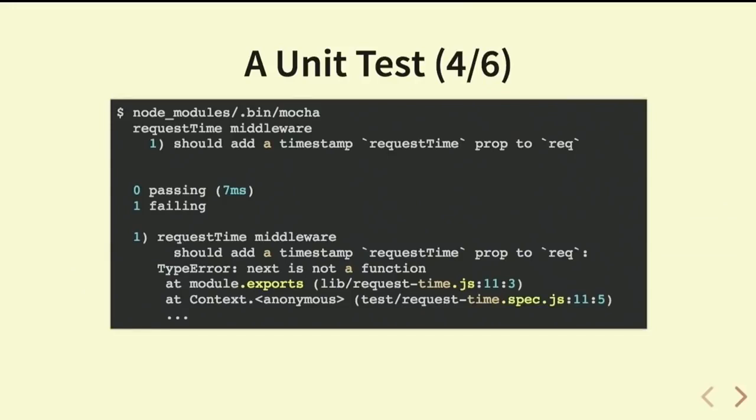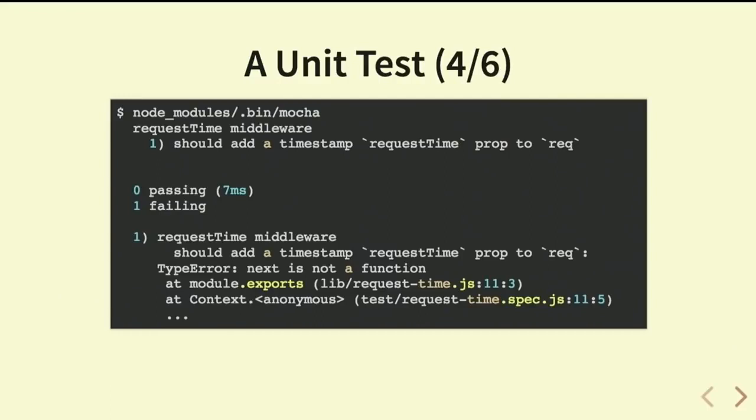So what do we see here? We see this first line, request time middleware. This is the suite. Below that is a test. And I believe that number shows up to cross-reference down here. It's a number if it fails. It's a check if it passes. And we can see we have no passing tests, and 1 failing test in 7 milliseconds.